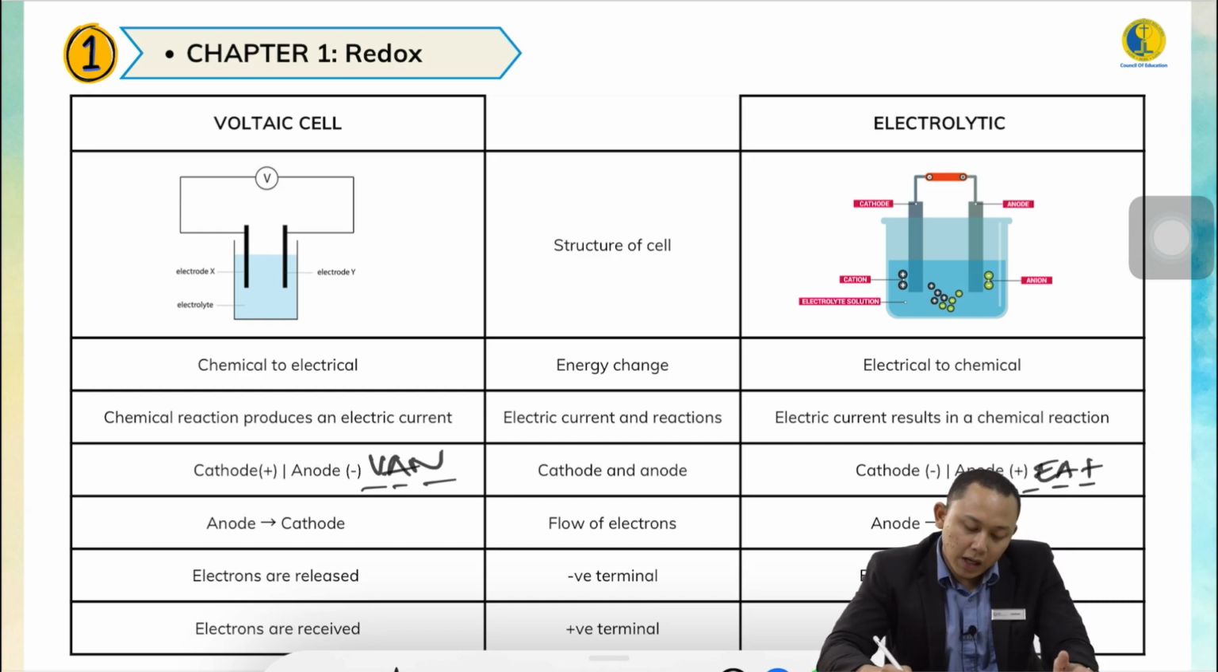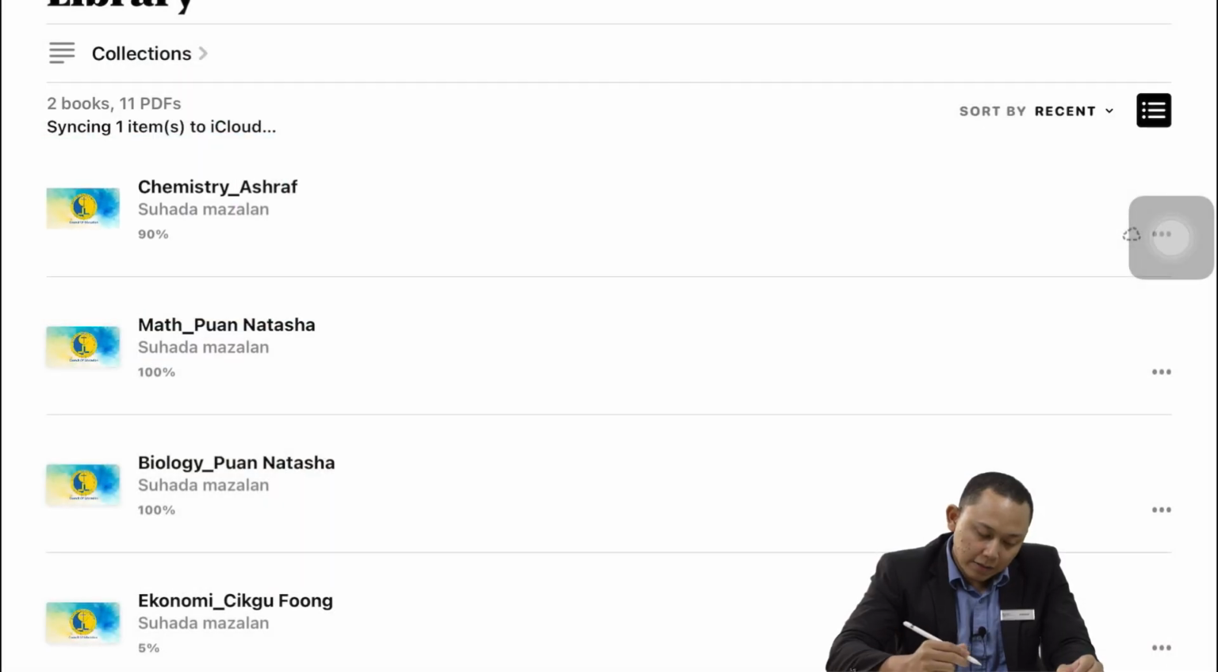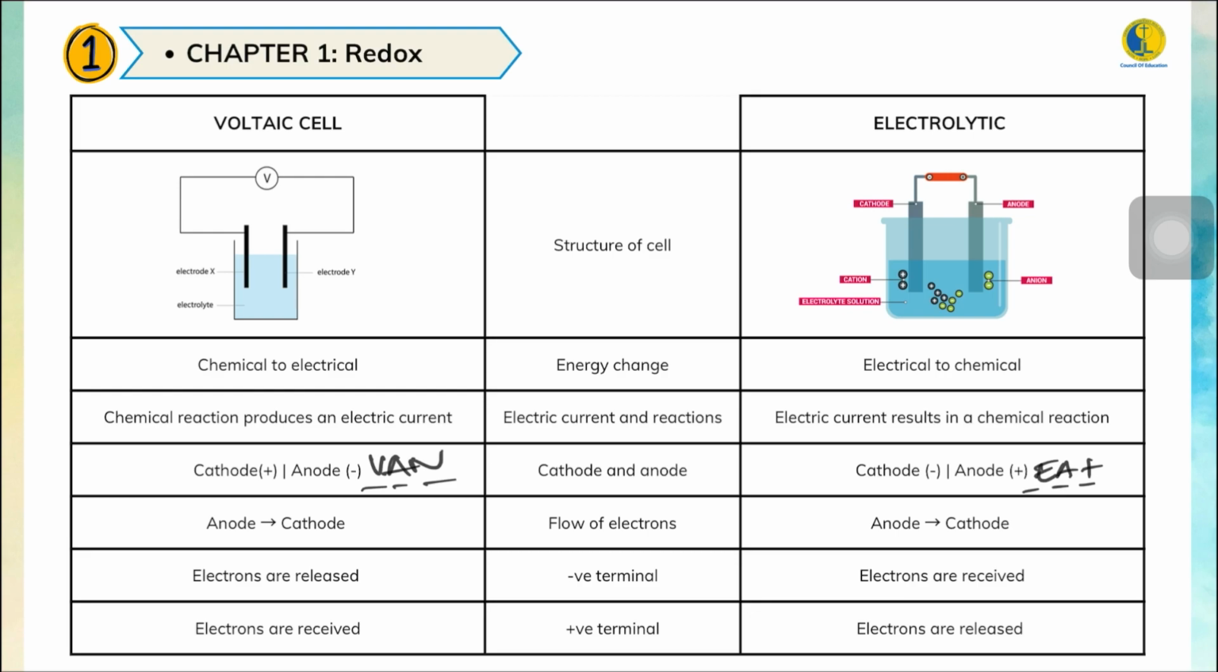The flow of electrons is the same for both. It is always from anode to cathode. So what will happen to the negative terminal? For a voltaic cell, electrons will be released. For an electrolytic cell, electrons are received. For the positive terminal, in the voltaic cell electrons are received, and for the electrolytic cell, electrons are released.